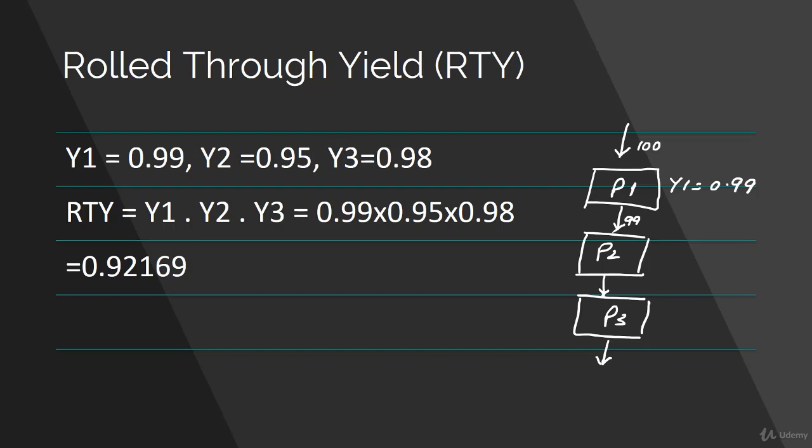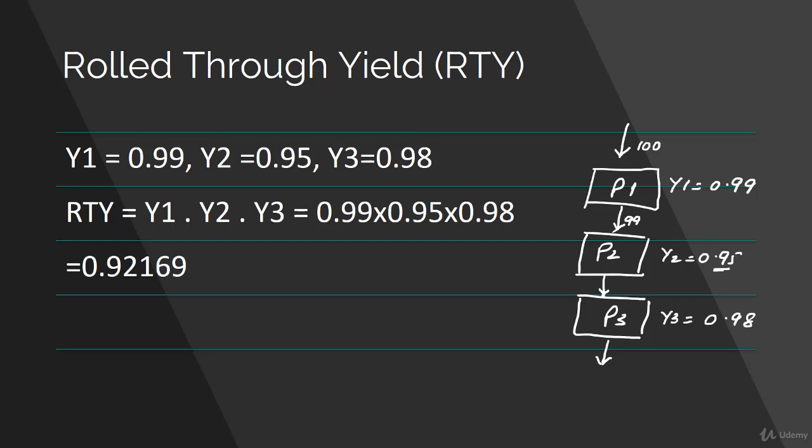Process 2 has a yield of 95%. So Y2 is equal to 0.95. That means 95% of these units, 95% of 99, get accepted and the rest get rejected. Now that goes through process 3. Process 3 has a yield of Y3, which is equal to 0.98. Whatever units go through P3, 98% of those get accepted and 2% get rejected.